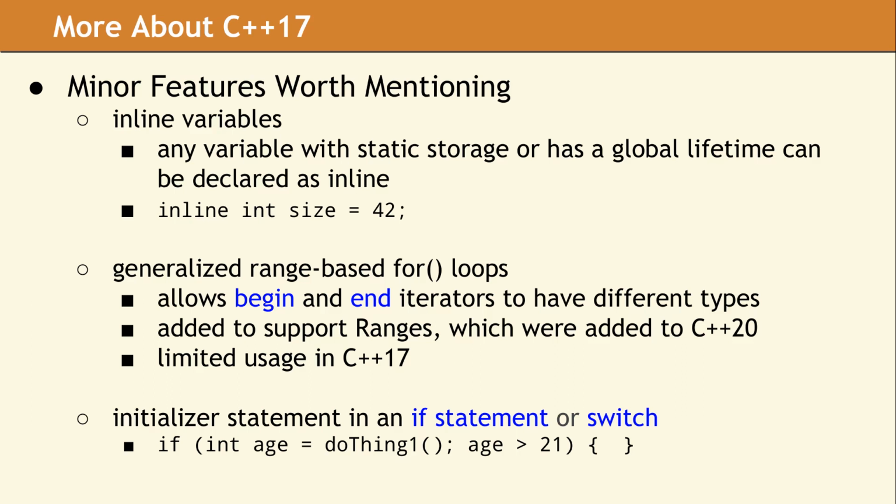The if and switch statements also were enhanced in C++17. It is now possible to declare and initialize variables at the beginning of the if or switch condition. This can be valuable when you want to call a function and make the result of that function call available inside the body of the if statement. In our example, the variable age is initialized by the call to do thing 1 and will be in scope within the body of the if statement and also inside the else block.